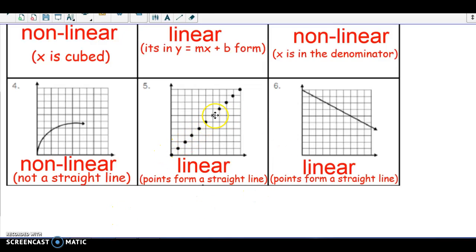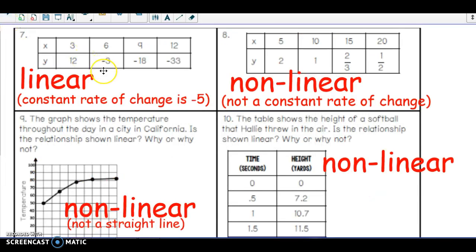Number 3 is nonlinear because what happens is your x is in the denominator, and that creates a curve in the graph. Number 4, we can visually see a curve, so it is nonlinear because you do not have a straight line. Number 5 is perfectly linear. It is going to get lined up with a ruler perfectly, so if it forms a straight line, it is linear. And number 6 is linear. Even though the line is headed downhill, we have a negative slope, it's still linear because the points form a straight line.